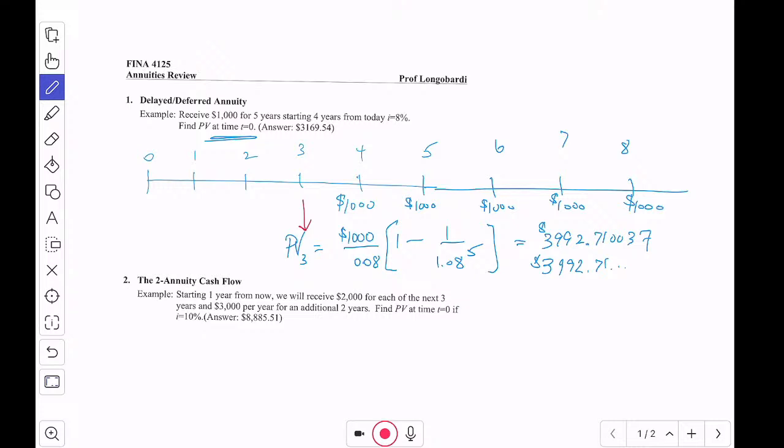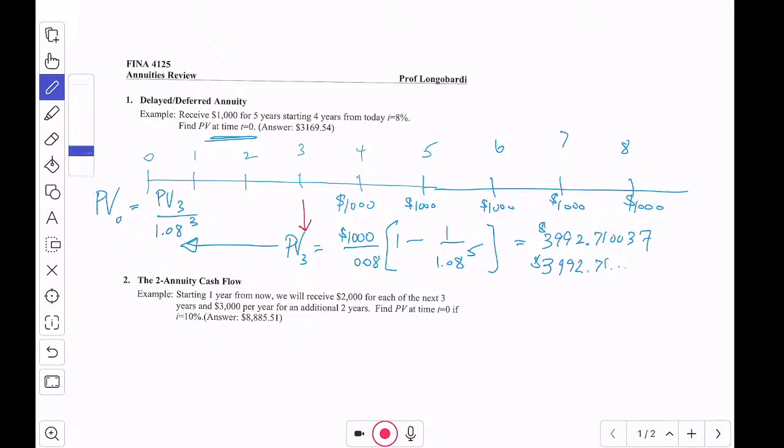So what you need to do is discount that. This is a lump sum. All of these cash flows together are worth $3,992.71 and some cents at time 3. So I need to get the value at time 0. PV0 is equal to that amount, which I call PV3, discounted for 3 periods. So 3 periods of discounting that lump sum gets me back to 0.